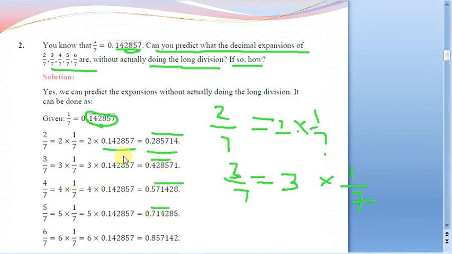Why? Because in all these cases this block of digits is going to be repeated again and again. So simply this has been given. We have to multiply it by 2, 3, 4, 5, 6 times. So 6 by 7 will be equal to 6 into 1 by 7, which is 6 into 0.142857. So it is going to be your answer.